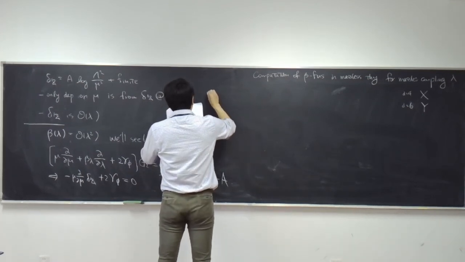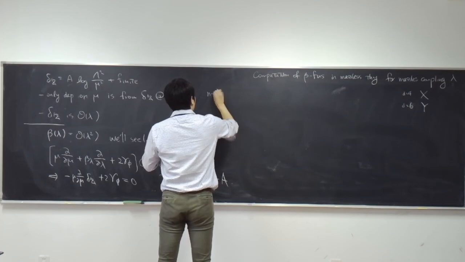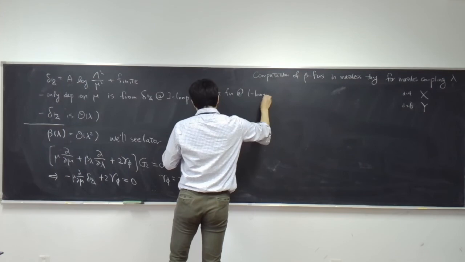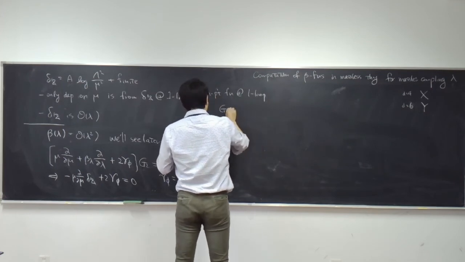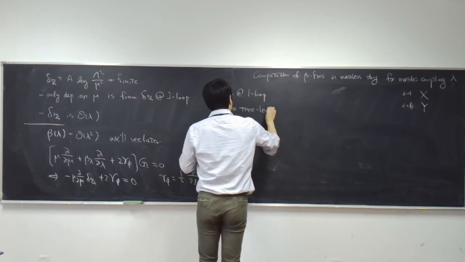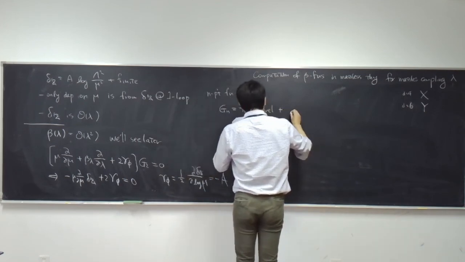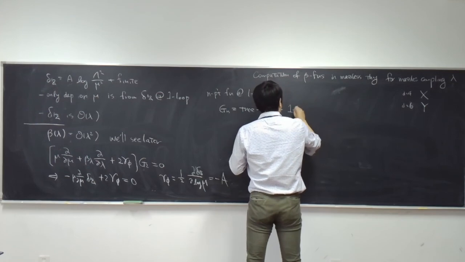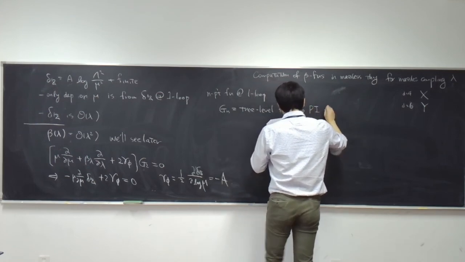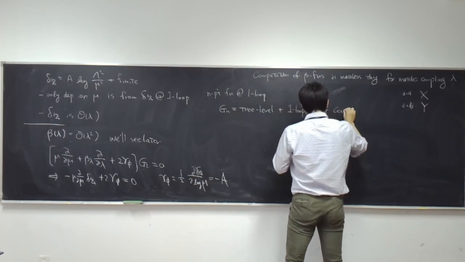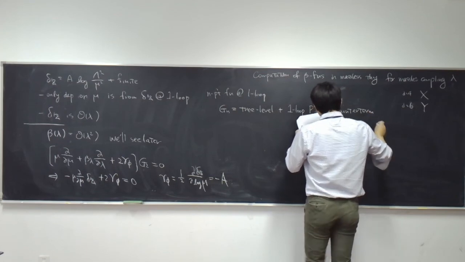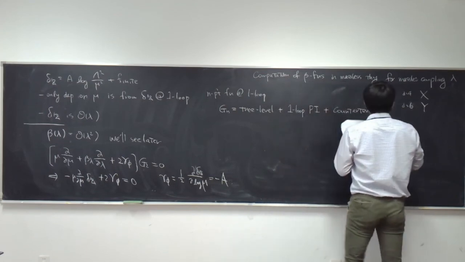So, for instance, the n-point function at one loop will give you as follows: G of n is equal to the tree level, plus the one loop one-PI of a reducible, plus counter term, plus external legs.